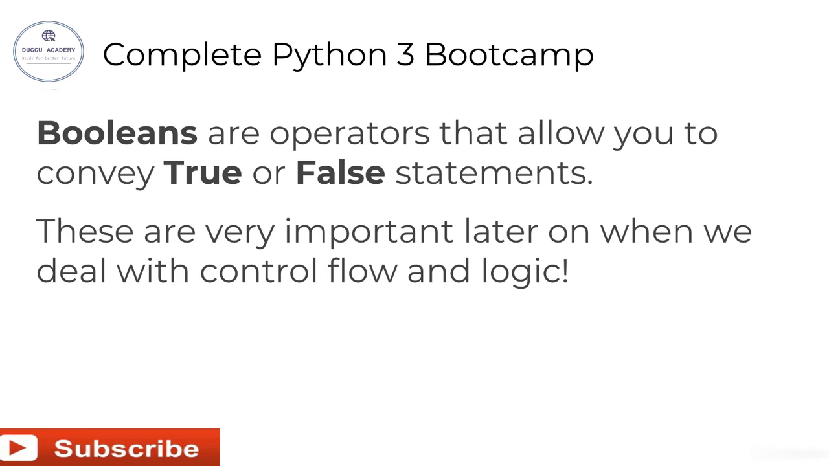Booleans, in case you're unfamiliar with this term, is basically a term to use for operators that convey either true or false statements. And these are really important later on when we deal with control flow and logic, because lots of times we want to check if a certain condition has happened. In other words, if a certain condition is true in order to execute some code. For example, you may want to check, hey, is my pool empty? If that is true, then go ahead and turn on the water to fill up the pool, or other things of that nature. So that's why Booleans are really important.